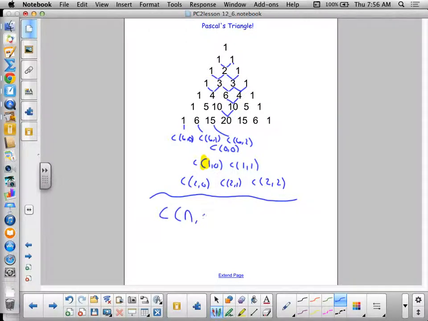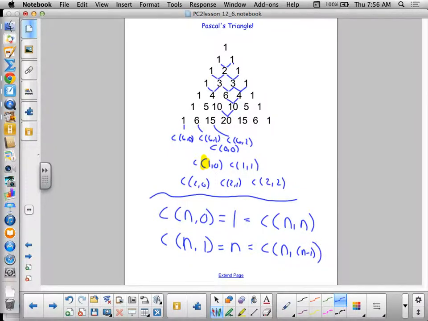Combination of n, anything choose 0, always equals 1, which equals a combination of n choose n. All right? Combination of n choose 1 equals n, which equals a combination of n choose n minus 1. Those rules always apply no matter what the value of n is.